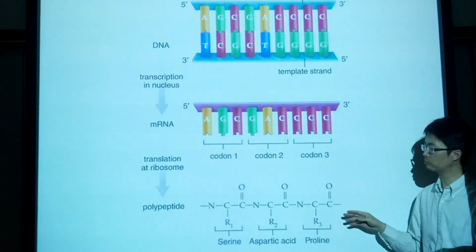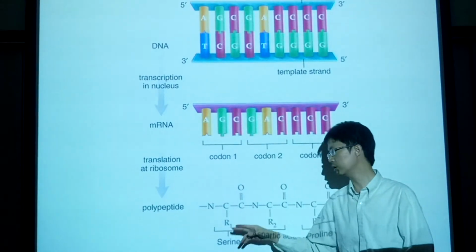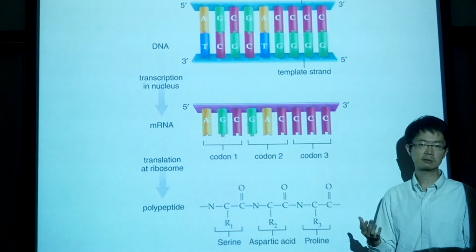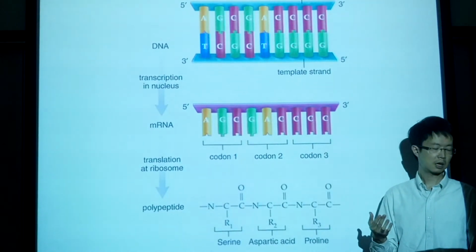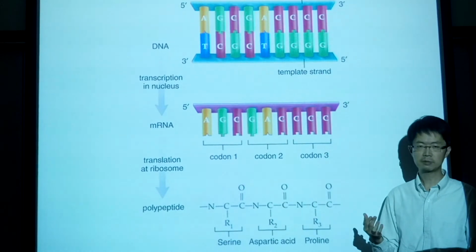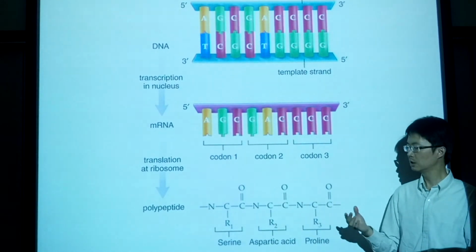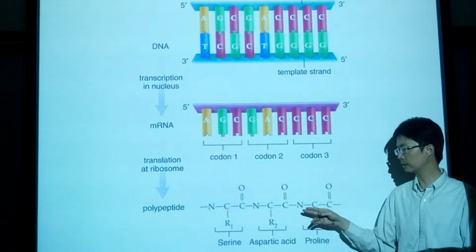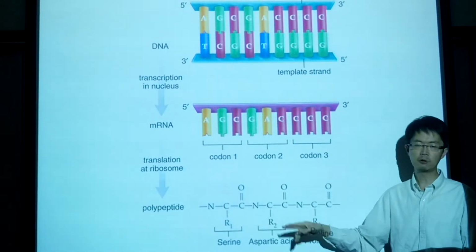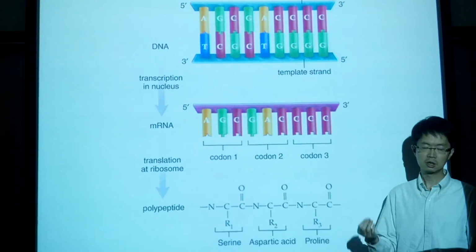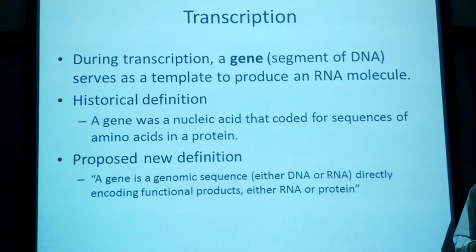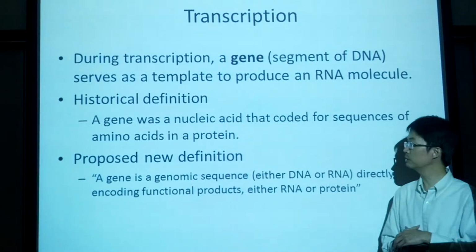And then ribosome will join the amino acid, not the ribosome, actually there's an enzyme called peptidyltransferase. Peptidyltransferase is an enzyme that will connect the amino acids together by forming the covalent peptide bond. So let's start with transcription.